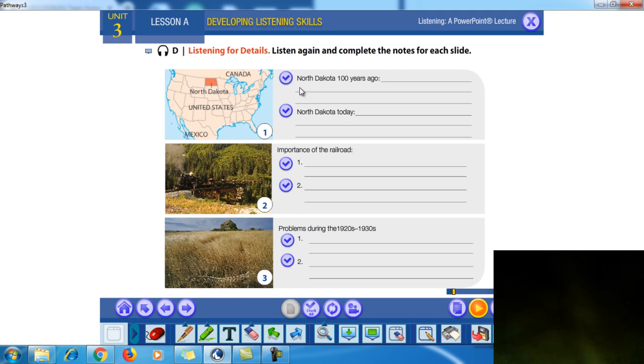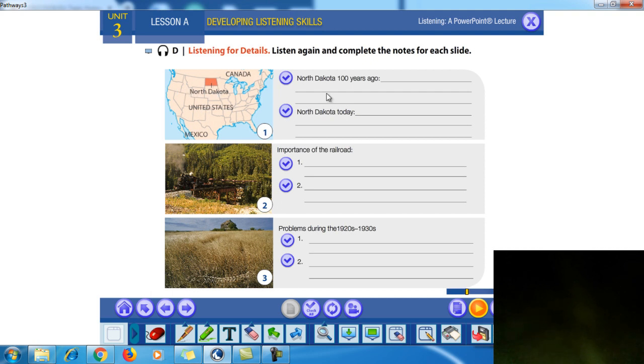Good. Now, we've been talking about emigration from one country to another, but emigration isn't always from a country. In this first slide, you see a map of the state of North Dakota in the U.S. We're going to focus on this part of the state, western North Dakota.